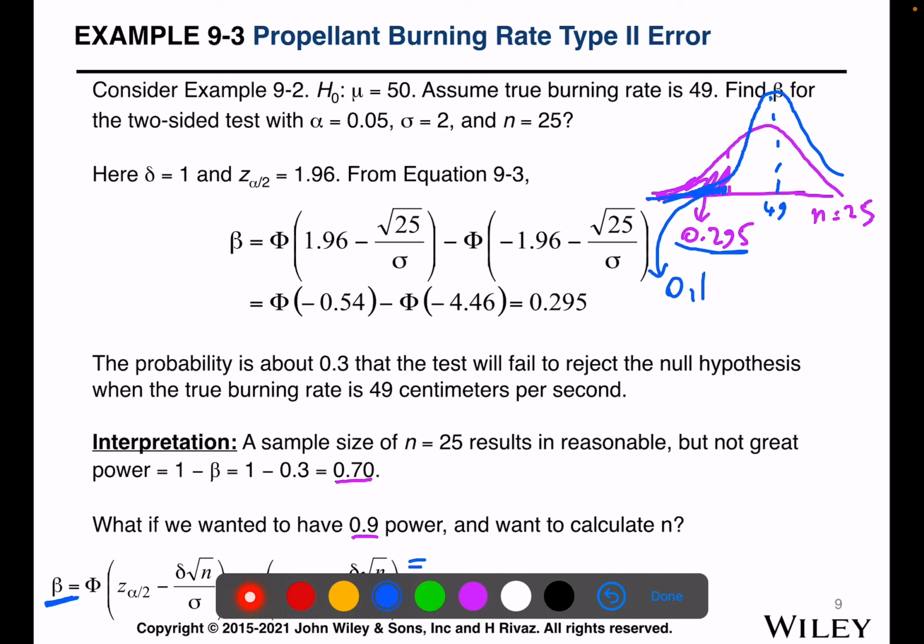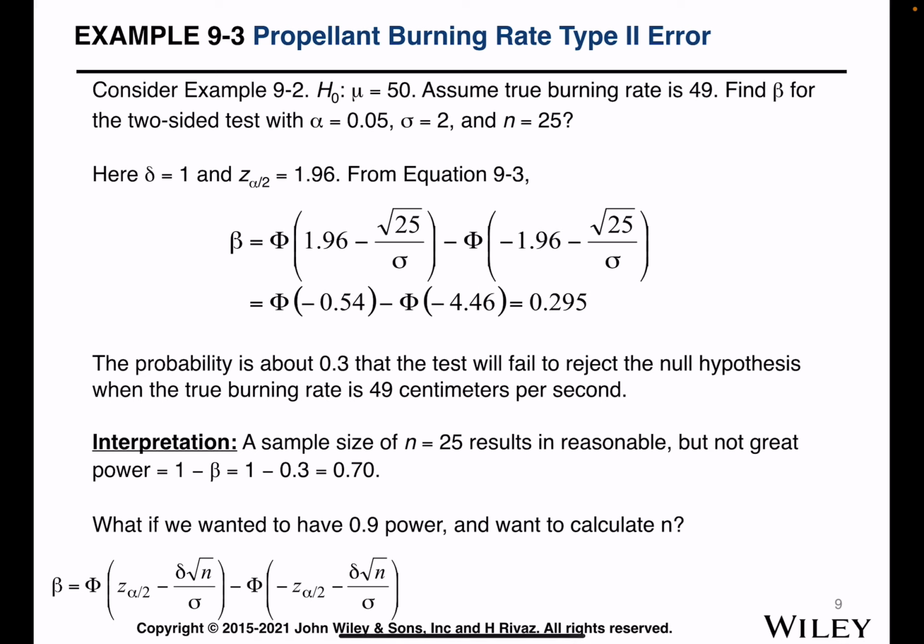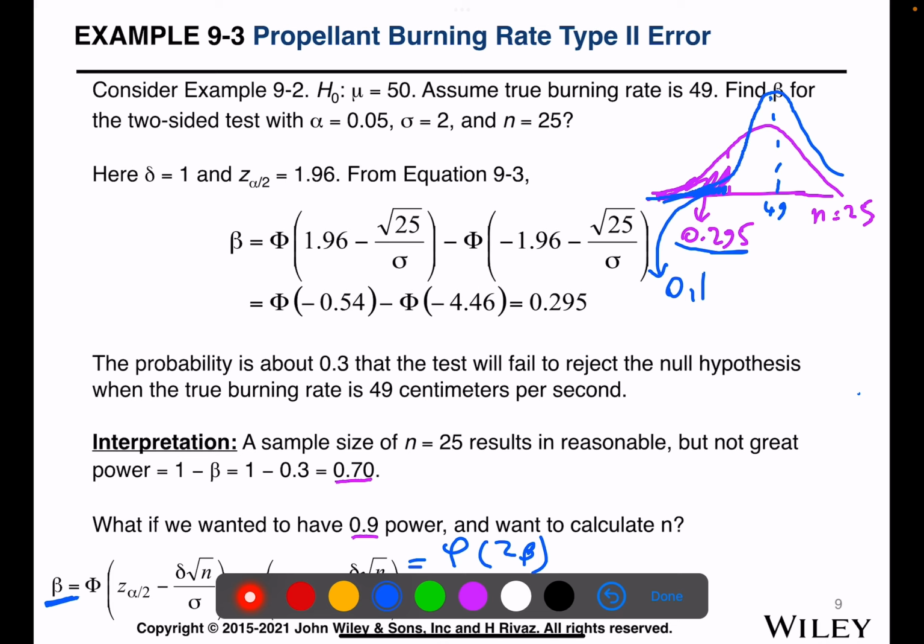So we say that this is equal to phi of z of beta, and this equation that you see at the bottom of the board is a very, very hard equation to solve. In fact, it's an impossible equation to solve, right? In closed form.